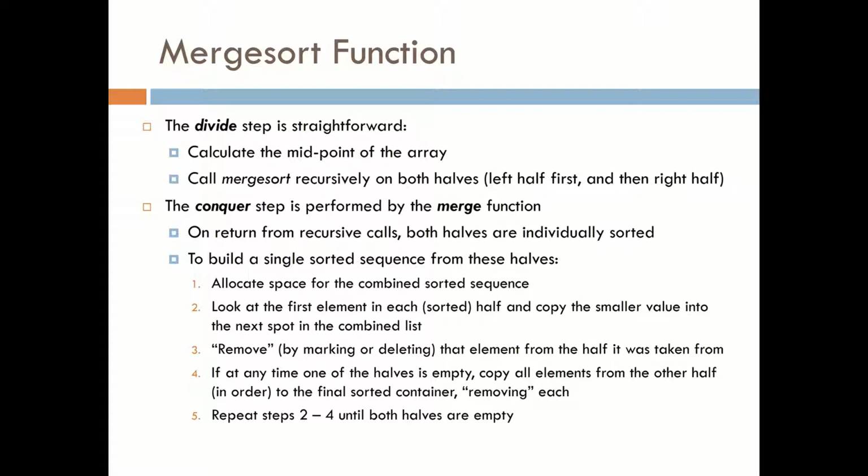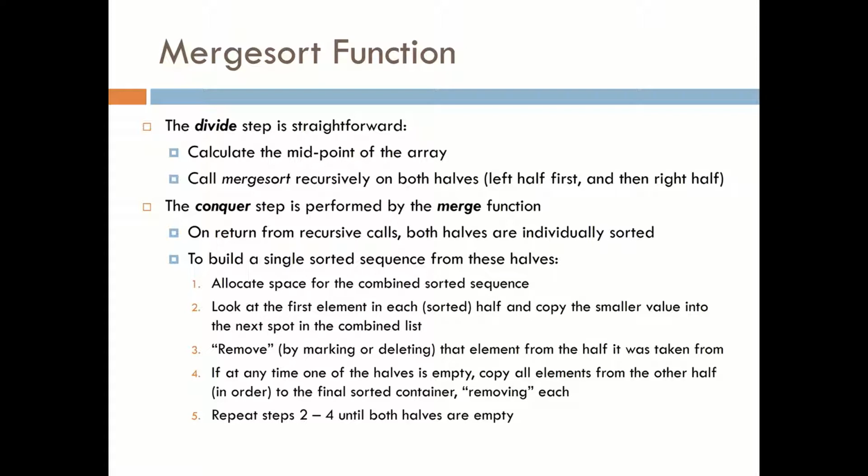The steps to undertake: first, allocate space for the combined sorted sequence. This clues us in that merge sort is not an in-place algorithm. It turns out that it requires 2n space. So if I have n items, I require double the amount of space in order to be able to do the work that's required by this algorithm.